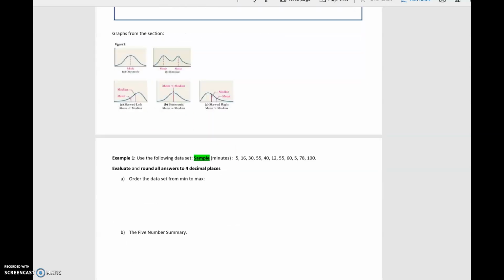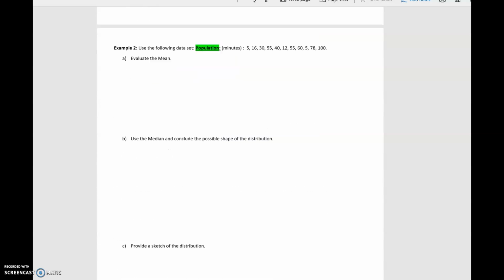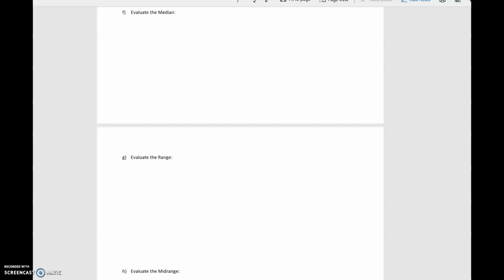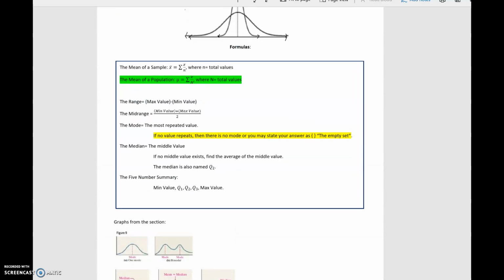Now let's take a look at a data set. One of the main important factors that you're going to have to deal with is whether the data set is given as a sample, or whether they assume that the data set is a population. This is just a technicality, but the main difference in this section is that if you're given a sample, the mean is the sum of the x's divided by n.